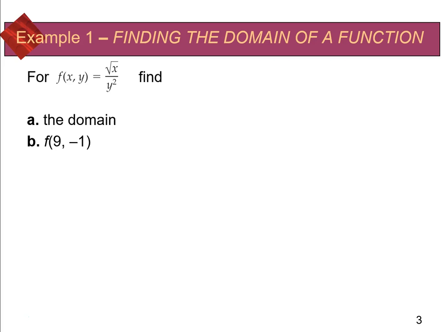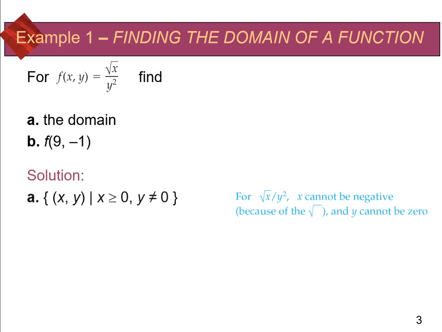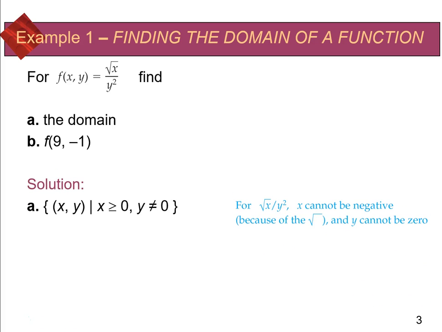Well, I can see that x is underneath a square root symbol, so x has to be greater than or equal to 0, and of course y can't be 0 because it's going to create a 0 in the denominator.